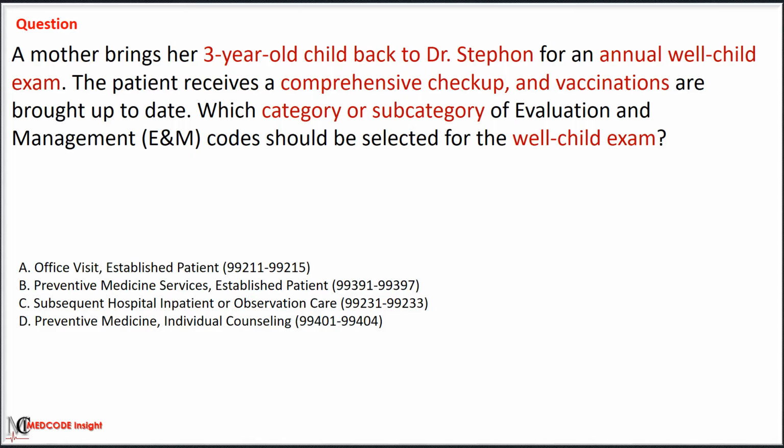The mother takes her 3-year-old child back to Dr. Stephen, indicating that this is an established patient. Since this is a well child exam with no complaints, preventive medicine service category codes are used. Option D, the preventive medicine individual counseling codes, are utilized for risk reduction, such as diet, exercise, substance abuse, or family problems. For the well child exam of an established patient with no complaints, the correct option is option B, which corresponds to the preventive medicine service category for an established patient, range 99,391 to 99,397.